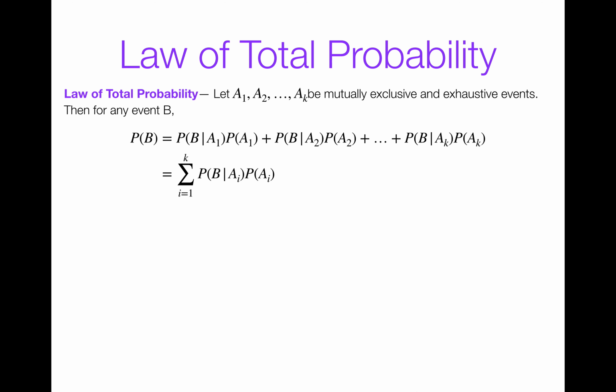And just a reminder, what does mutually exclusive mean? It means that that set of events has nothing in common. And exhaustive is a new word for us. What it means is that if you put that set of events all together, it makes up the sample space. So that set of events has accounted for all possible outcomes.